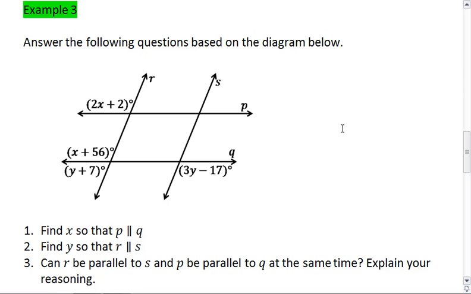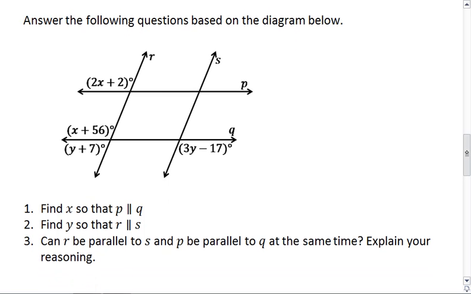Example 3. We want to answer the following questions based on the diagram given below. Your first question, find x so that P is parallel to Q. Then find y so that R is parallel to S. And finally, determine can R be parallel to S and P be parallel to Q at the same time. Explain your reasoning. Try these on your own first and then resume the video when you're ready to check your solution.